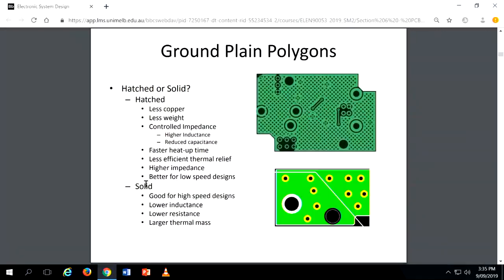Then the solid PCB. Most of you might have seen only the solid design, meaning your ground plane is solid. It is good for high speed designs, with lower inductance, lower resistance, and larger thermal mass. So what is meant by larger thermal mass? When you have a continuous copper plane, even if your IC is getting heated, the heat will be dissipated on the copper. The copper has a large area, so it can dissipate the heat and your IC will not be damaged easily. But with the hatched one it can be damaged, because it doesn't have much copper.